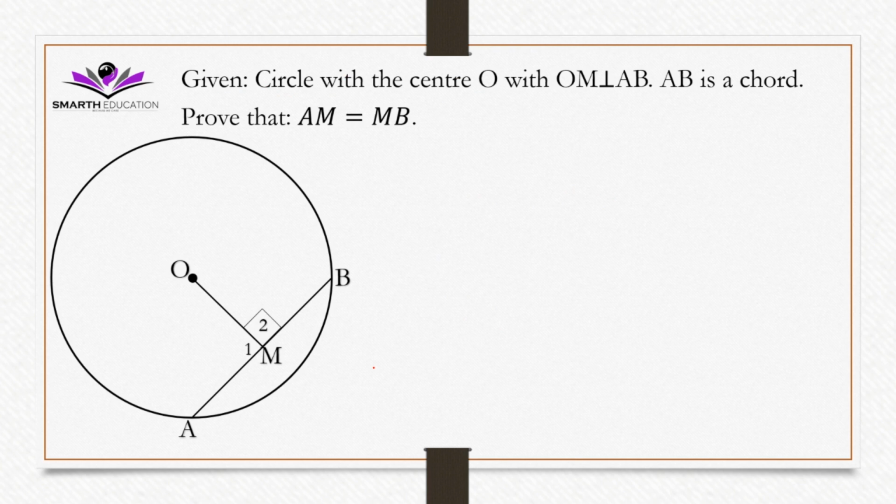The other main thing that we need to remember when we're proving theorems is construction. Since we're going to use congruency, it means we have to construct triangles. So construct OA and OB, which are radii, and radii are equal. So now we have our two triangles, which are triangle AMO and triangle BMO.